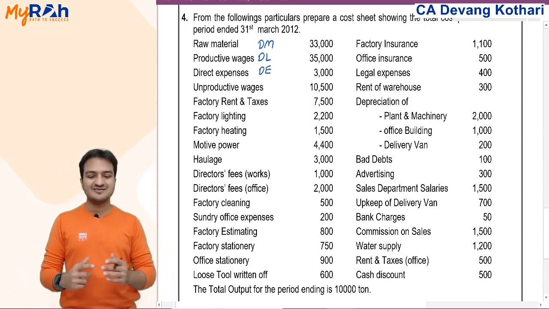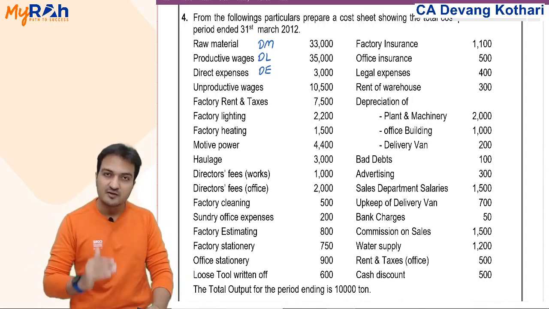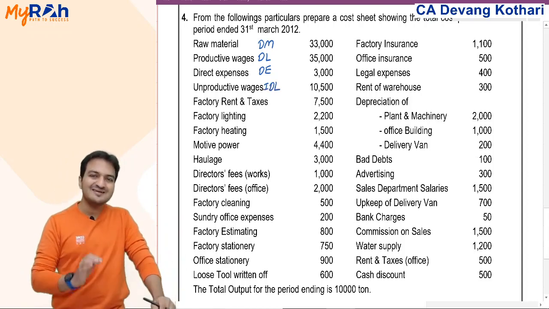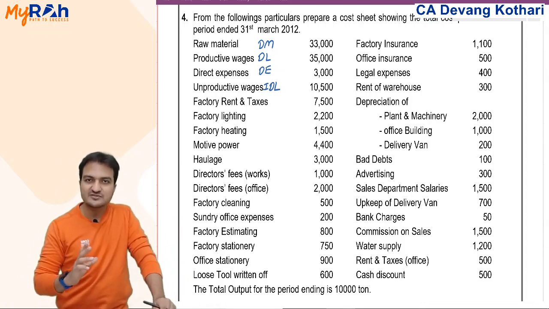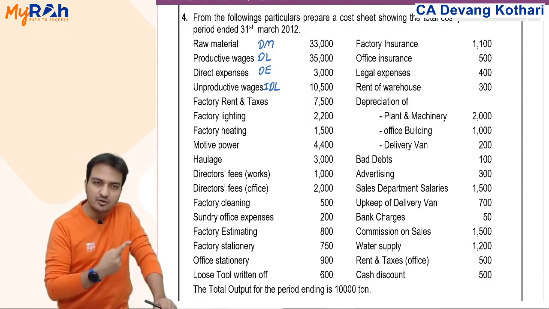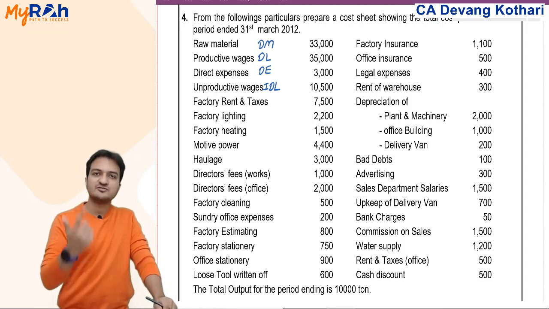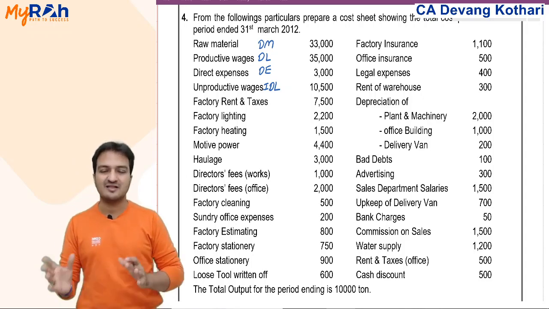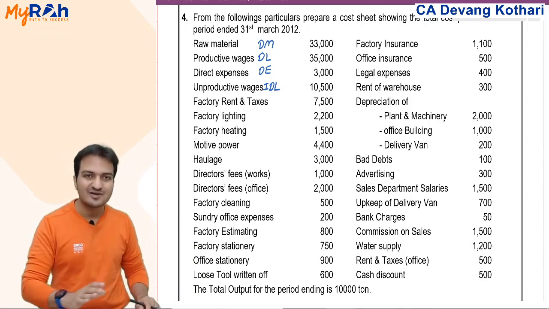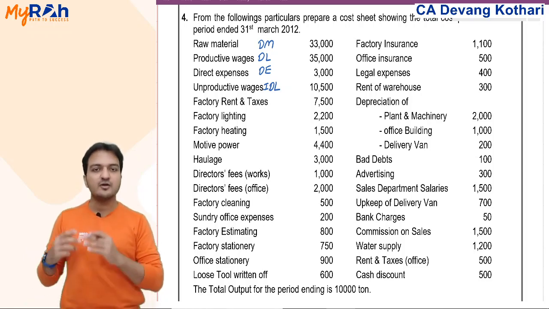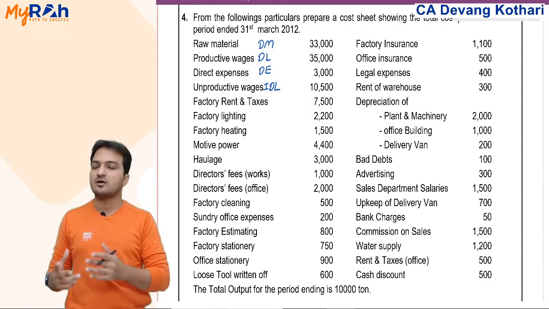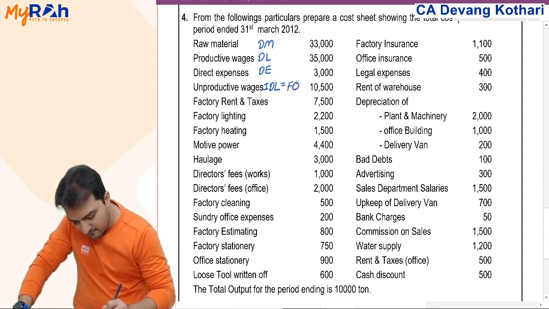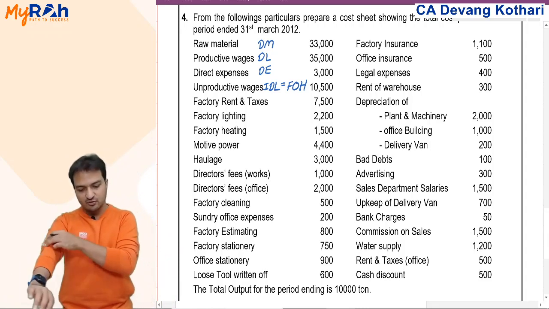Unproductive wages, well, unproductive means the wages which are indirect, which are not directly related to production. So unproductive wages will become indirect labor. Now you know that all items of indirect cost mean overheads. So yes, this unproductive wages, indirect labor, means overheads. Which overheads should I consider that to be? Factory overheads, admin overheads, or selling overheads? Well, if nothing is clarified, then consider that indirect cost is incurred in the factory. This is a general assumption that I give you for the entire subject, that wherever you have some indirect cost but you don't know where it is incurred, factory, admin, or selling, then assume it is incurred in the factory. Classify that under factory overheads.